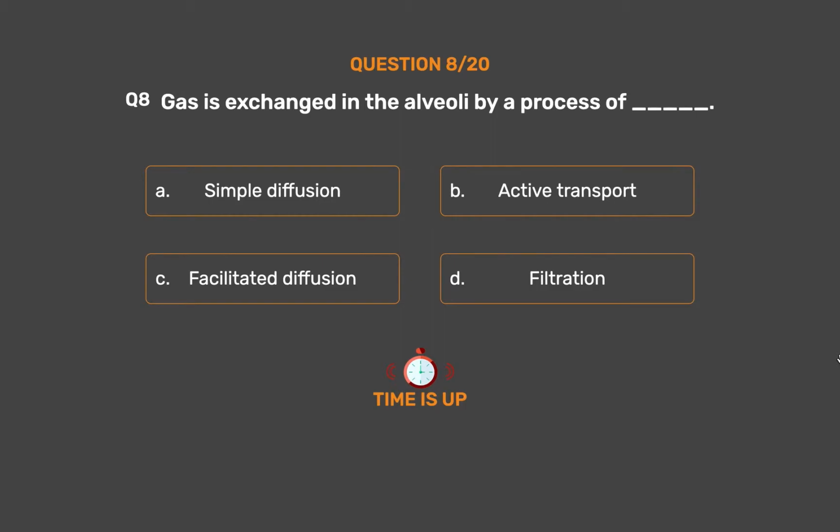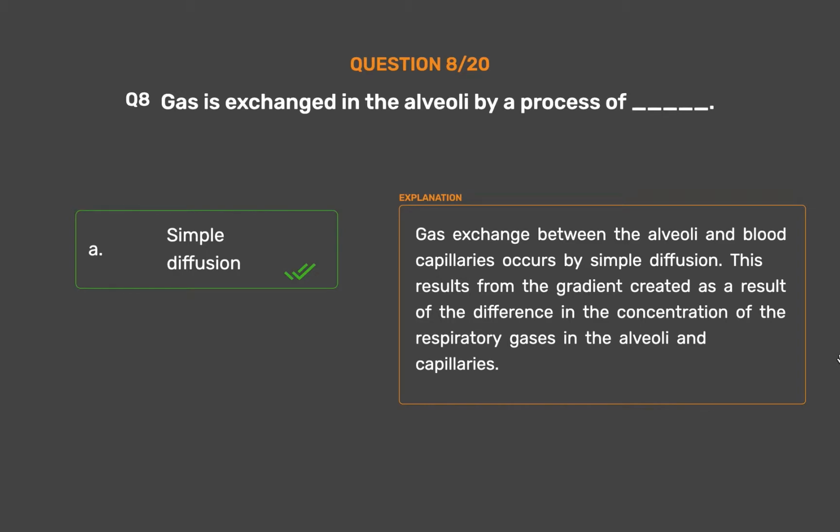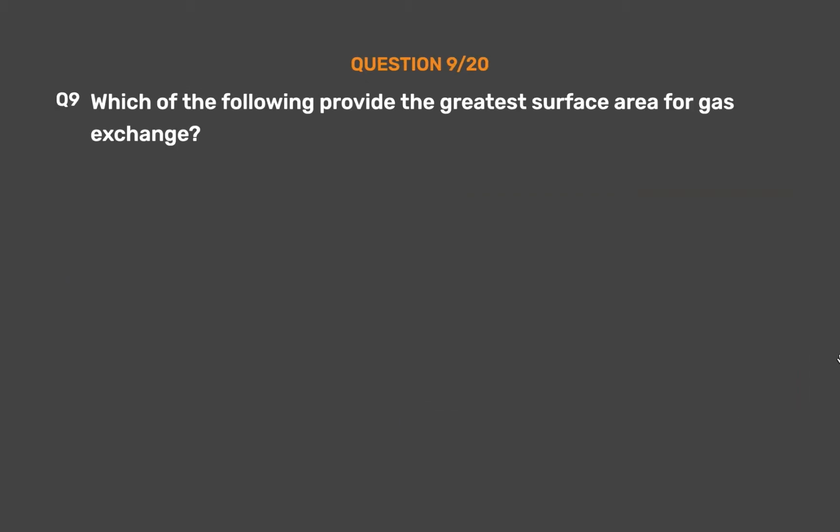The correct answer is option A. Simple diffusion. Gas exchange between the alveoli and blood capillaries occurs by simple diffusion. This results from the gradient created as a result of the difference in the concentration of the respiratory gases in the alveoli and capillaries. Question number 9.